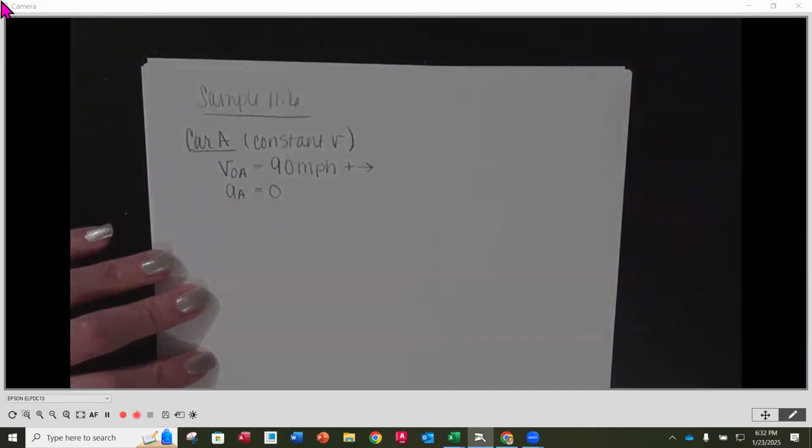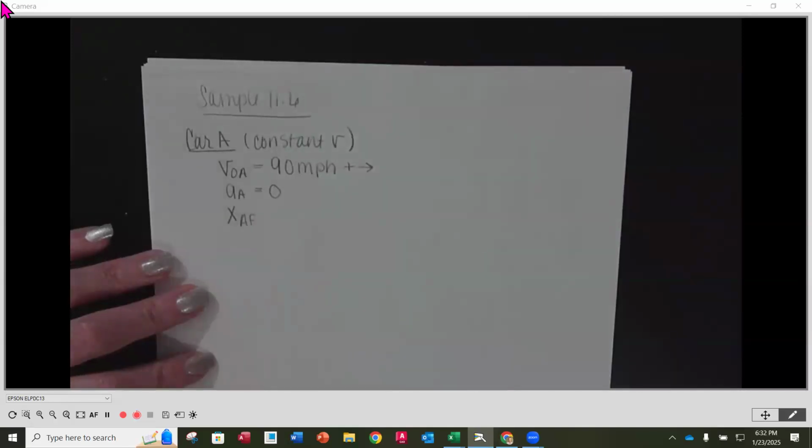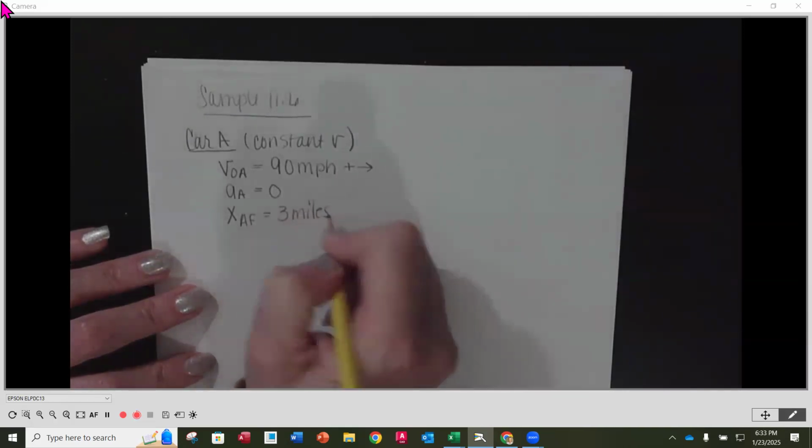We also know that the final distance for A, so I'm going to call it XAF, the final distance, is going to be 3 miles.